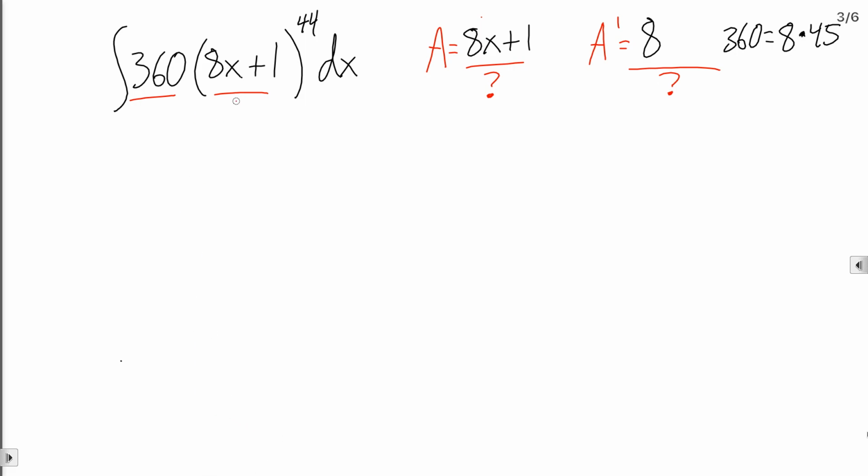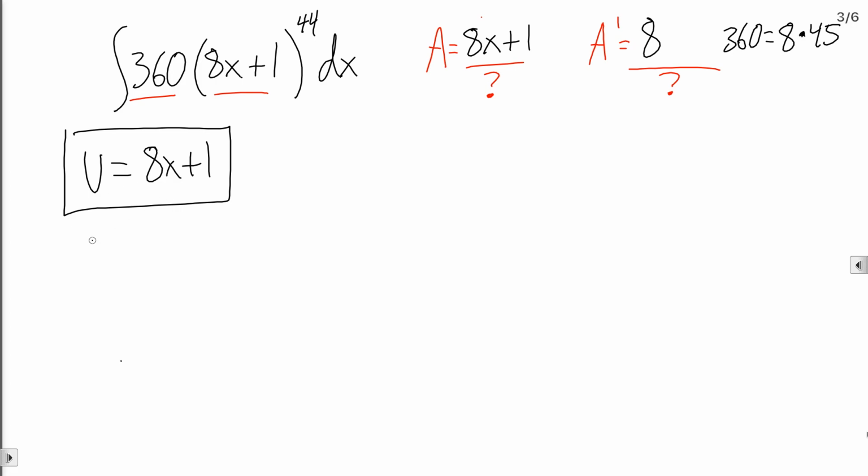So looking at these, we got an original and derivative relationship. And whatever that original is, whatever that A is, that becomes U. That's U, so that's one box that we need. We take our derivative du over dx, and we just get 8. Cross multiply and solve, and we get dx equals du over 8.